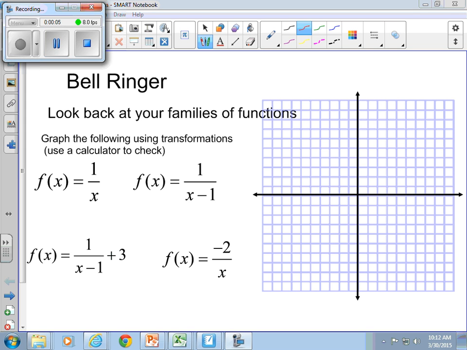A rational function is a fraction function. I'm going to start in a place we've already been. If you think back to the first semester, we actually graphed 1 over x. It was on our note card of functions to know what they look like. And 1 over x looks like this.